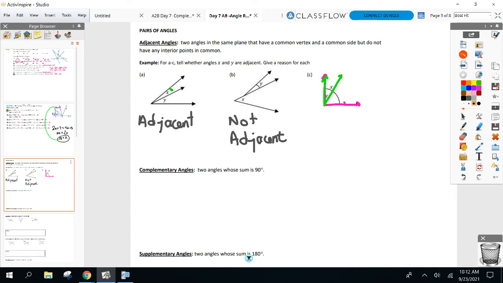All right, are they adjacent or not? Do they share a vertex? Yeah, they do. Do they share a common side? Yeah, that vertical one on the left they share. Do they have interior points that are in common? Yeah, unfortunately, they do. Here, if you don't see it, is this point in angle Y? Everyone agree? And it's also in X. They can't be in both. They got to be separate. So these two are not adjacent to each other.